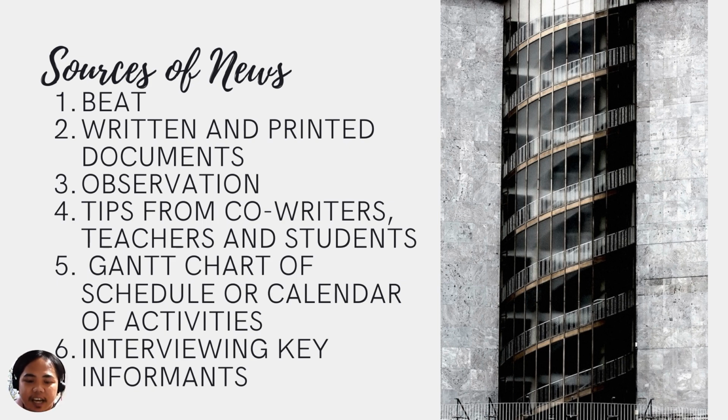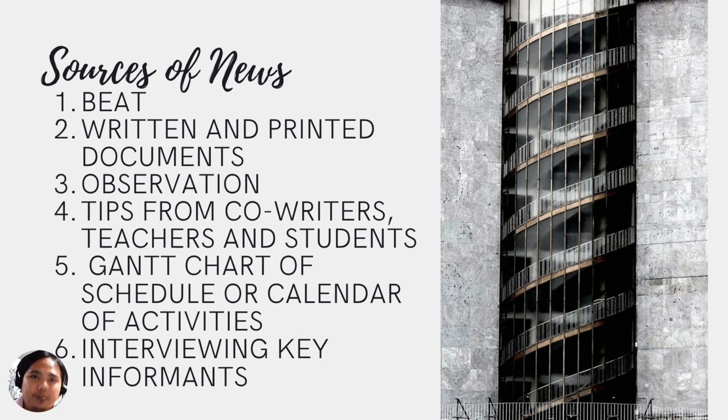Second, written and printed documents. A good journalist is resourceful in looking for newsworthy issues. One of his sets of sources includes public documents, either electronically or physically posted. For example, if he is gathering data for the newly imposed rules on wearing the prescribed uniform, he may look into the minutes of the meeting or the resolution where such rules are inscribed.